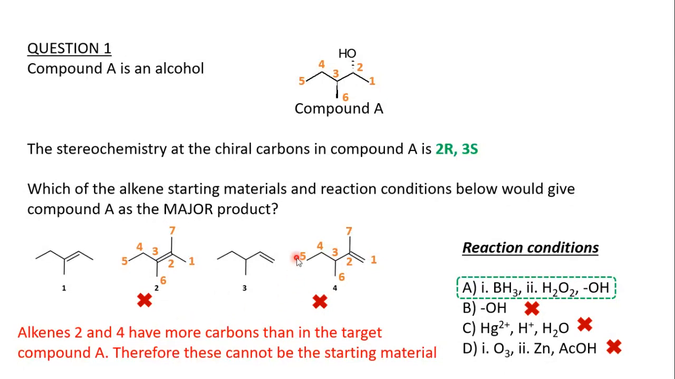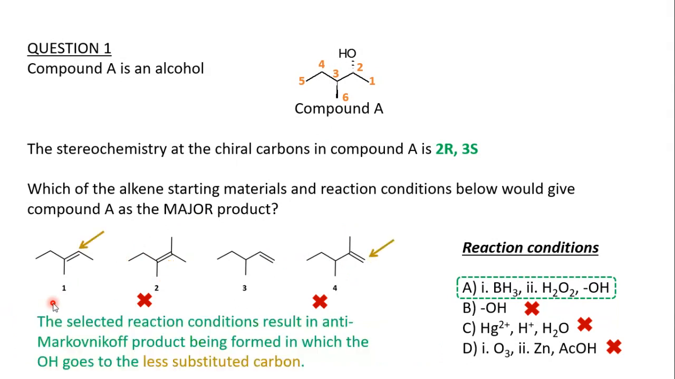So in anti-Markovnikov addition, our OH goes to the less substituted member of the double bond. So if it was 3, our OH would have gone to this carbon out here, and that is not where it is in our product. So it means that 1 is going to be the one that gives us the product that we need, because we recognize that this undergoes anti-Markovnikov addition, right?